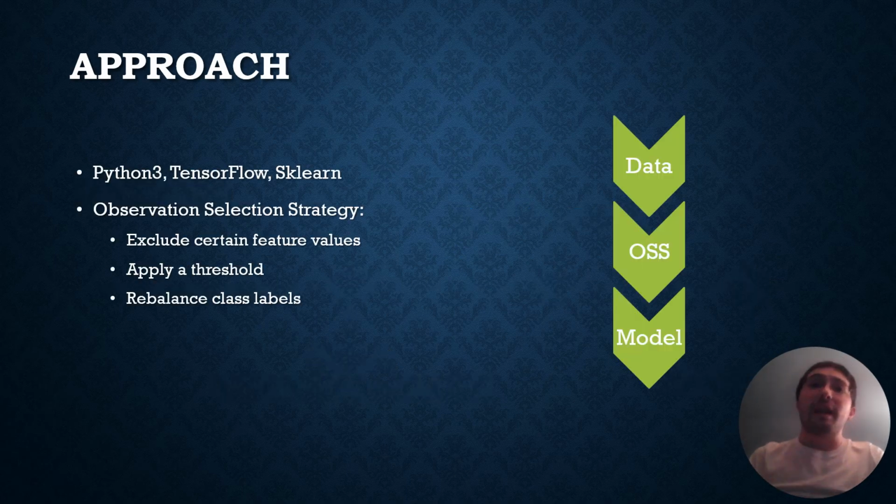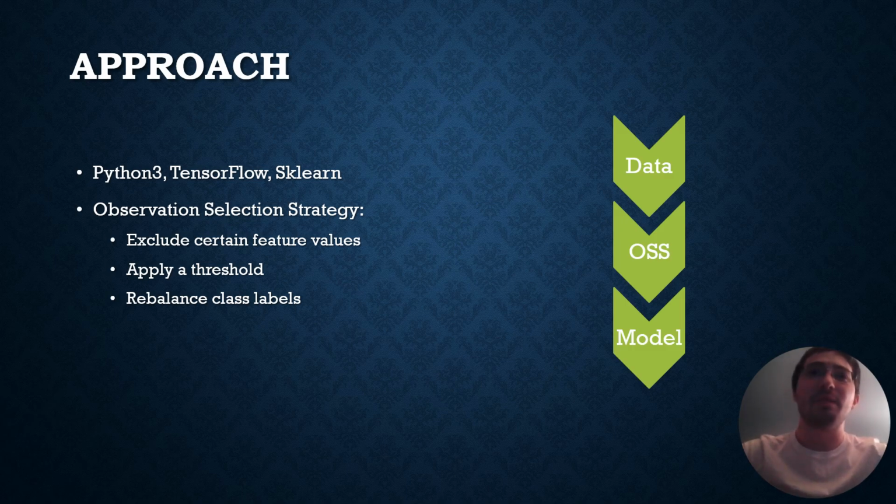So the approach that I had originally was going to be using Python 3 with TensorFlow for neural networks specifically, and I decided to use sklearn for decision trees. And now we have to go into how we're going to look at the data and how we want to input it into our model.